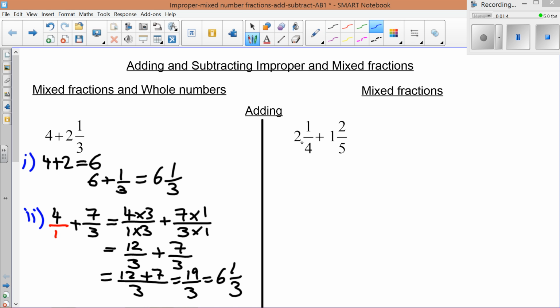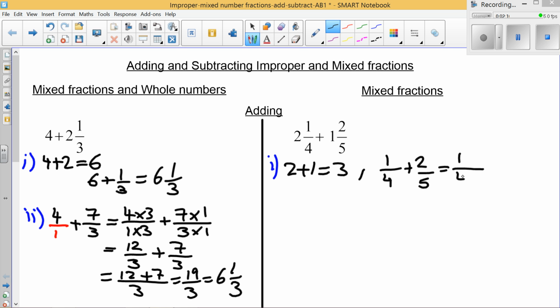If I am adding mixed fractions together, I also have two ways to do that. The first one is to add the whole numbers together. That's 2 add 1, which equals 3. Then I have to add the 1/4 and the 2/5 together. Now I have two fractions with different denominators, so I have to create equivalent fractions.